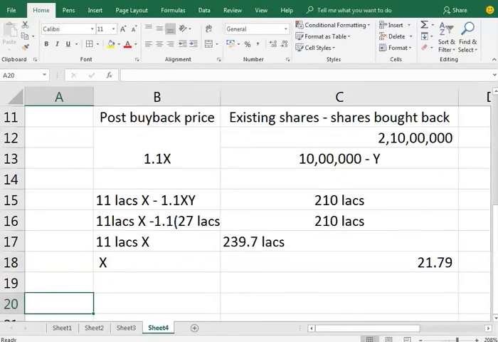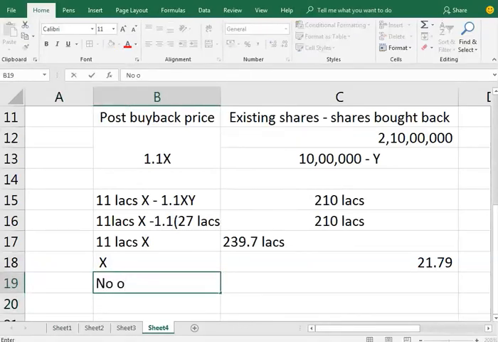Buyback price 21.79. Then number of shares. Any doubts on buyback price? Number of shares to be bought back equal to... Are you getting 21.79 or no? Okay. Number of shares to be bought back equal to 27 lakhs divided by 21.79.